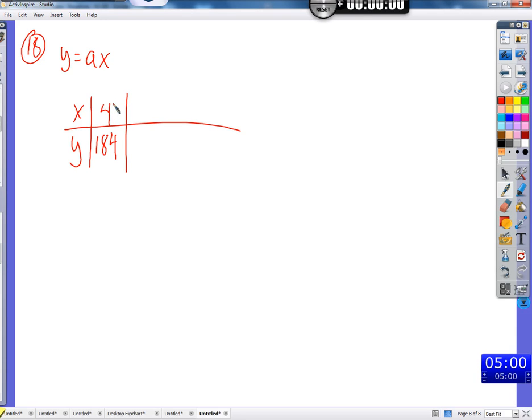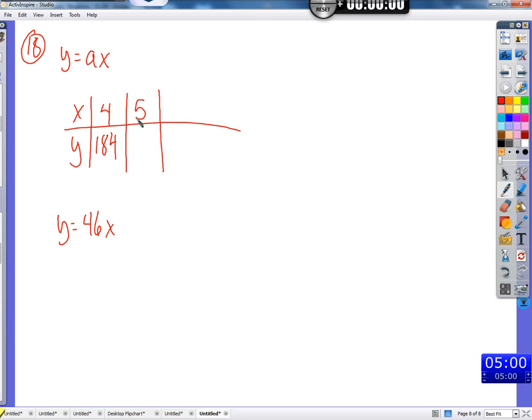What would it take to multiply 4 and get 184? 4 times what is 184? 46? 4 times 46 is 184. So if this was direct variation, this would be the equation: 46 times x. Just take x, multiply it by 46, and that'll give you y. Now that needs to work for all of the other pairs. Does that work? No.